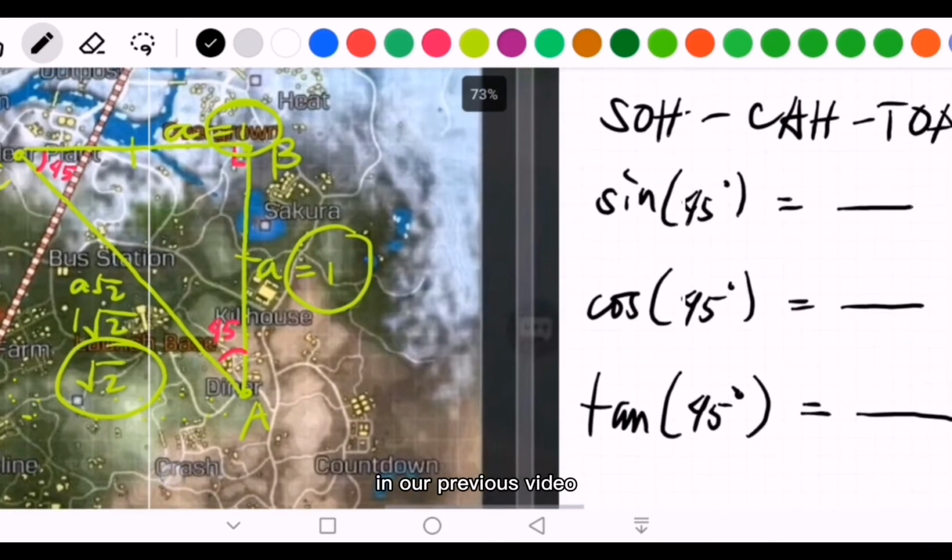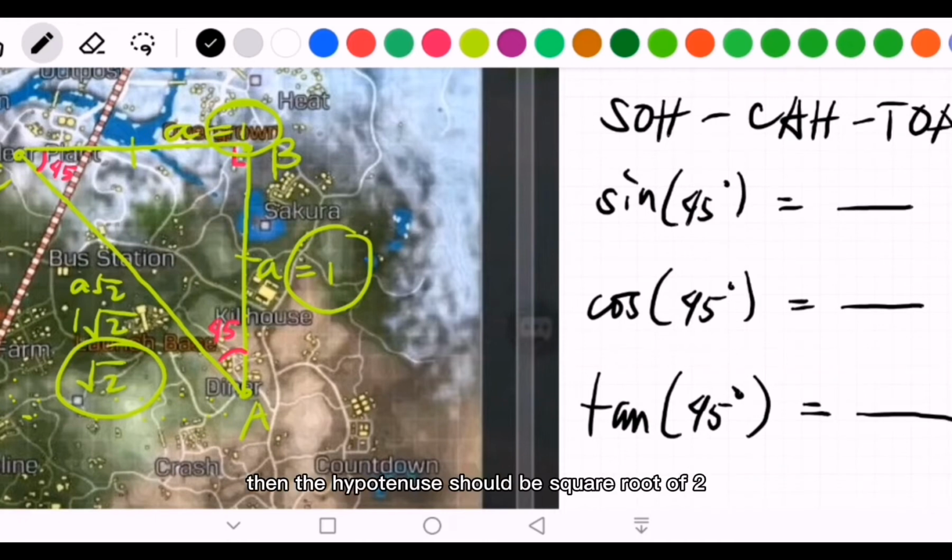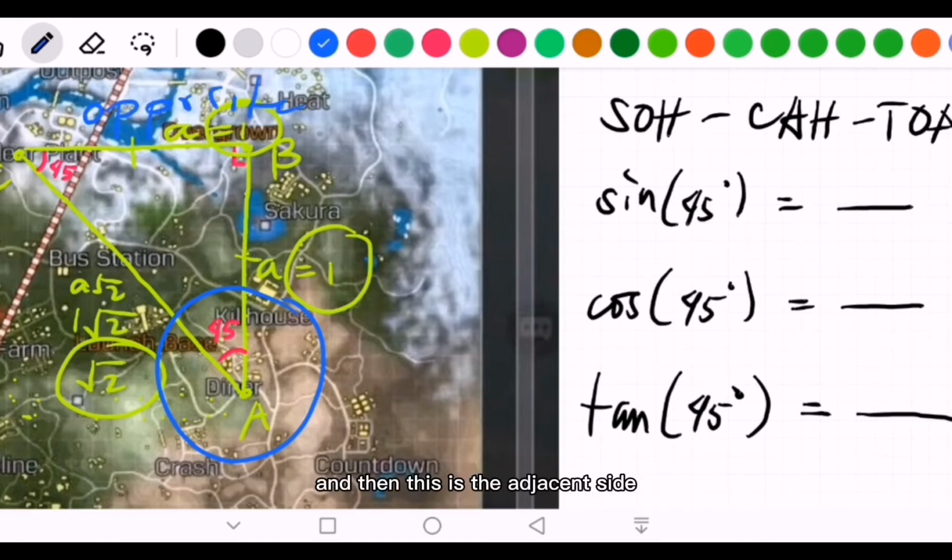In our previous video, we identified that if A is equal to 1, then the hypotenuse will be square root of 2, so we'll retain that as it is. If our reference angle is angle A, the opposite of A is 1, so this is the opposite side, and this is the adjacent side. As you can observe, the opposite side and adjacent side are equal, which measures 1 unit. So that is easy to identify.